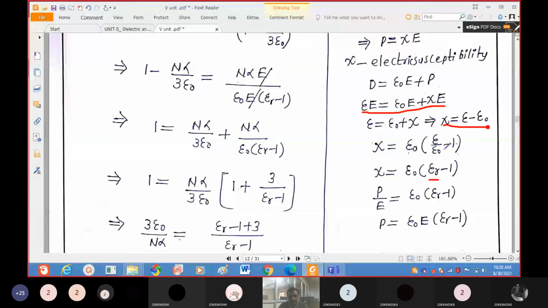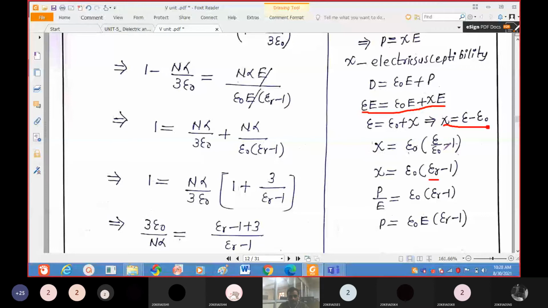Now, to derive this equation, we apply an electric field. Due to that electric field, some electric field Ei is induced inside the dielectric material. Due to that there is a dipole moment, the induced dipole moment or average dipole moment of the molecule or atom, mu, proportional to Ei.